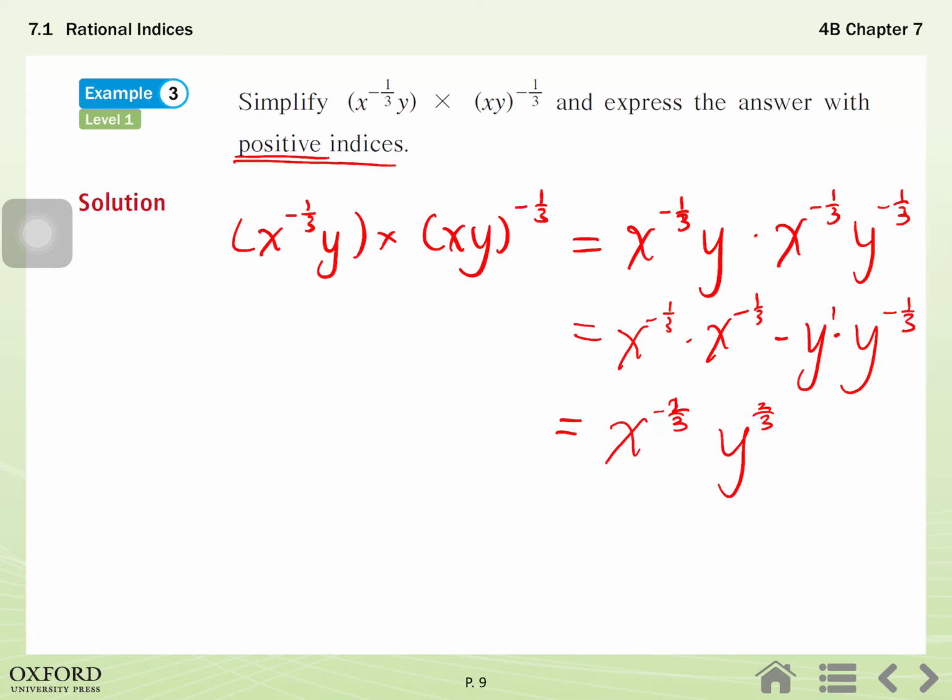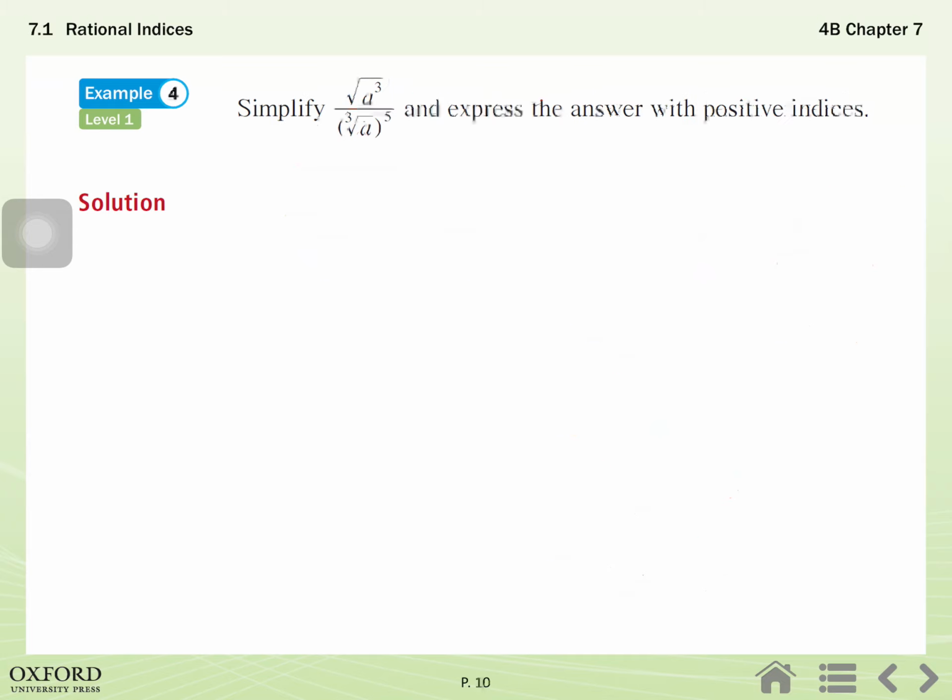And is this the final answer? No, since you still have the negative index, you have to turn this into a positive one. So this is the final answer. Okay? Okay, let's do some more.